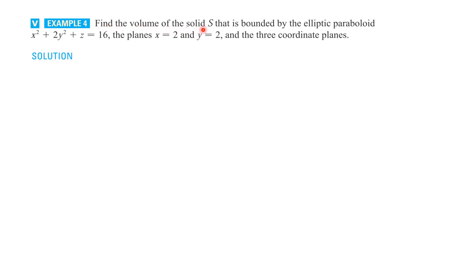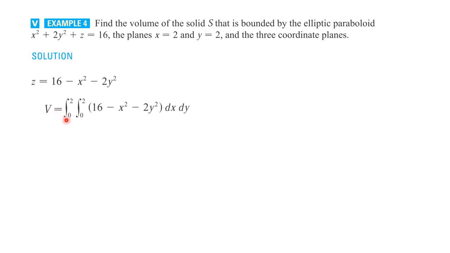Find the volume of the solid S that is bounded by the elliptic paraboloid x square plus 2y square plus z is equal to 16, the planes x is equal to 2 and y is equal to 2 and the three coordinate planes. Z is equal to 16 minus x square minus 2y square from here.